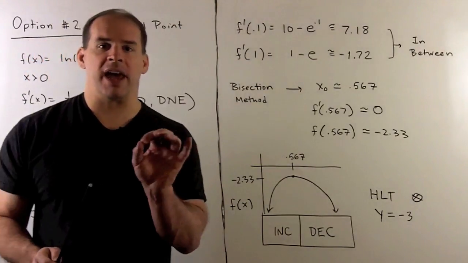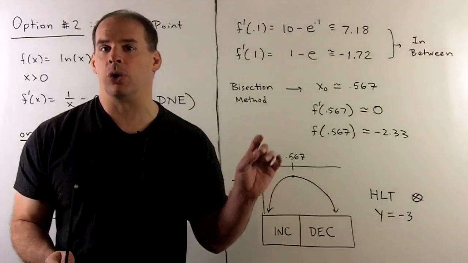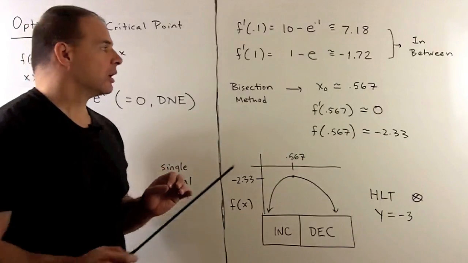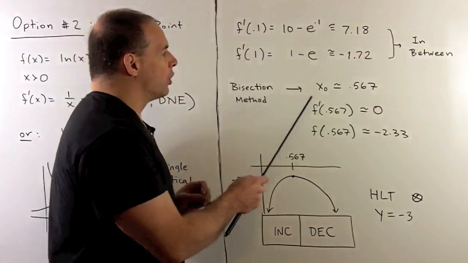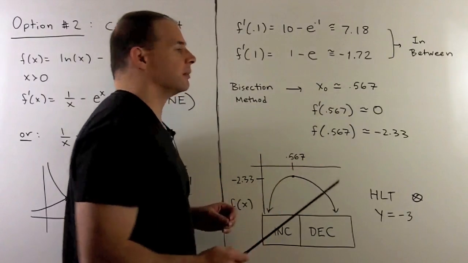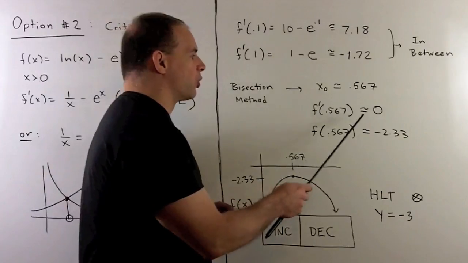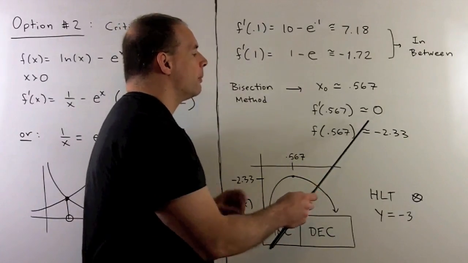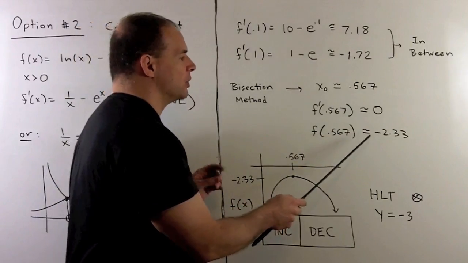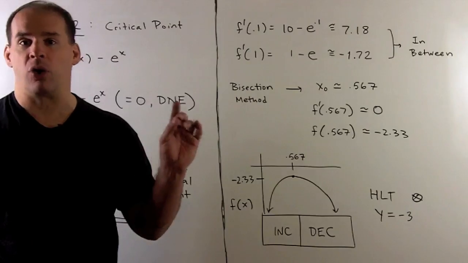Now, if I want to narrow that down, we can go to one of our approximating methods like the bisection method or Newton's method. So if we iterate a few times, we'll see that our critical point settles on roughly 0.567. So that means the derivative evaluated at 0.567 is roughly 0. Also going to want to know the value of our original function at 0.567, which is minus 2.33. So that's going to give me a point on the graph of our function.